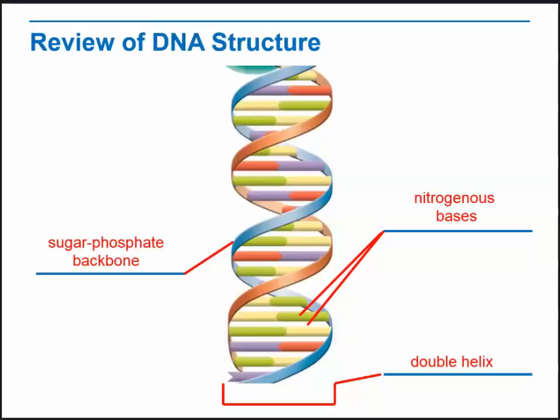On the outside of the ladder would be the sugar and phosphate backbone, or this blue area. The rungs of the ladder are made up of the nitrogenous bases adenine, guanine, cytosine, and thymine. And as you recall, adenine is complementary to, or pairs with, thymine, and guanine is complementary to cytosine. And the overall shape of the DNA structure is known as a double helix.